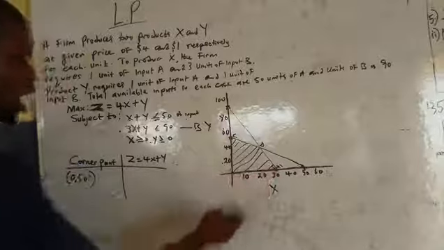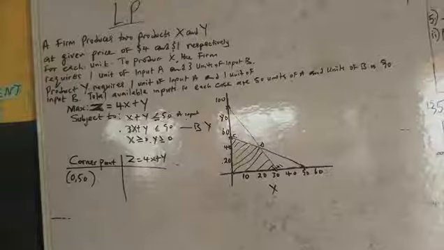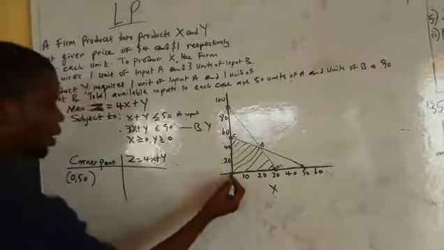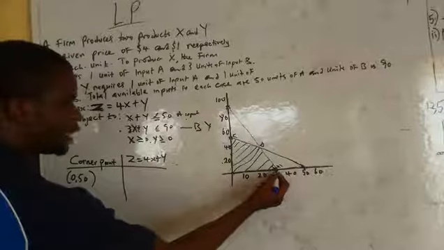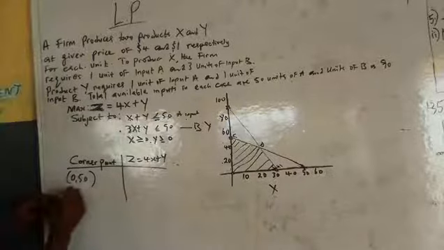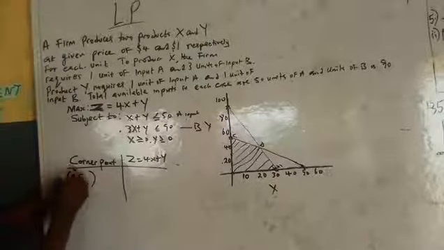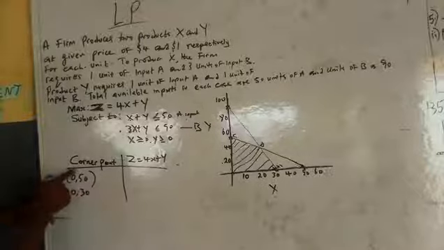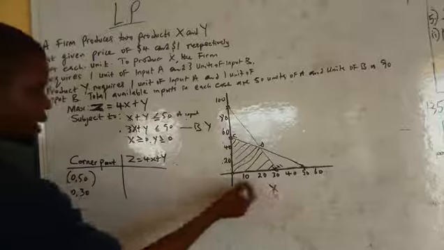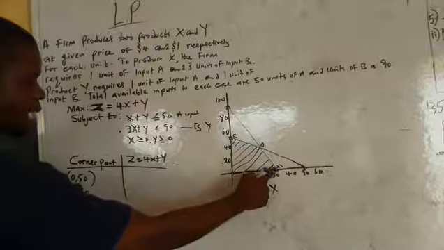So for this point now, how do we get this? How do we get this one now? Can someone tell me? It means that when our y is 0, our x is 30. This point we get because when our y is 0, our x is 30. When our x is 0, our y is 30. Am I right?